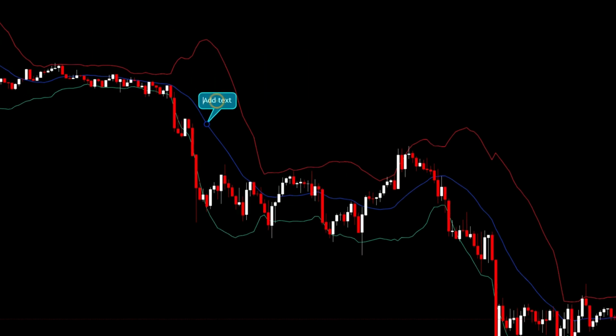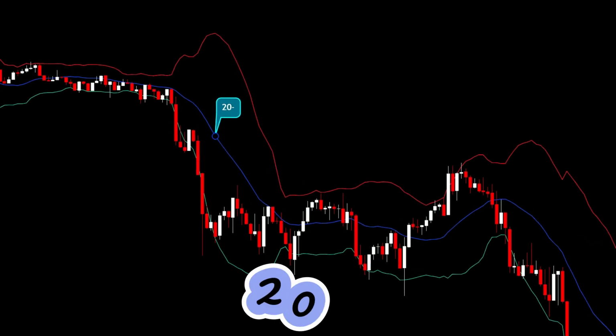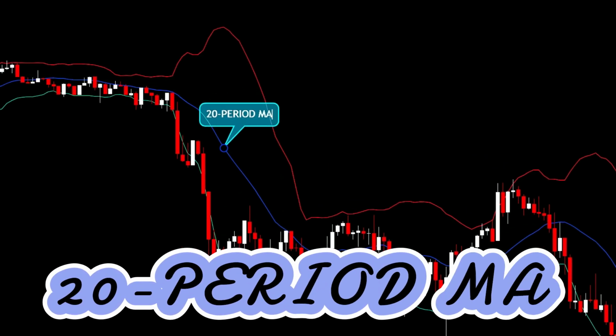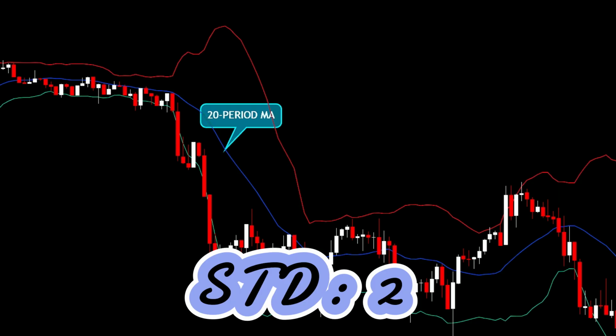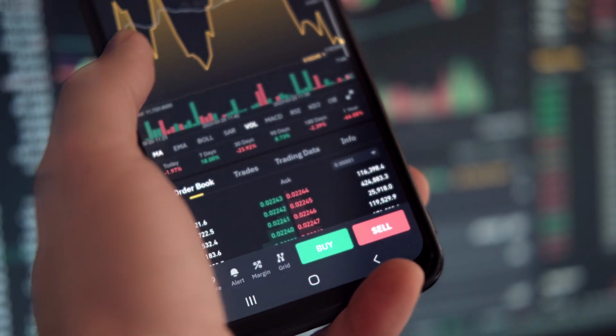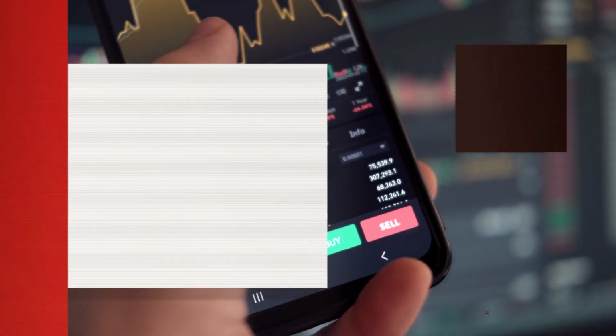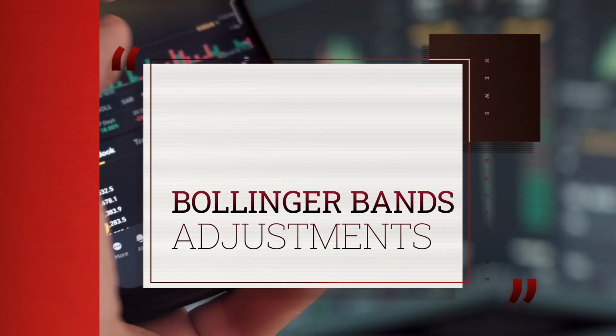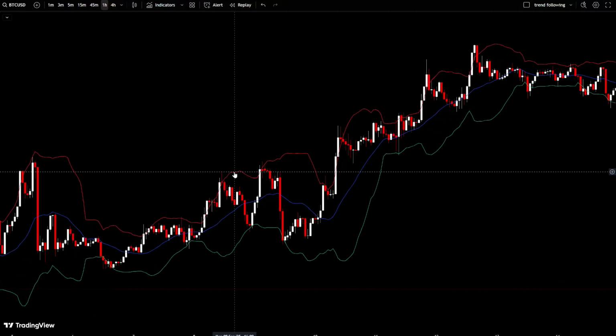Now, by default, Bollinger Bands use a 20-period moving average with a standard deviation of 2. But here's the thing, we do not have to stick with that. The indicator is flexible, and adjusting it can give you clear signals that align with your own trading style. Here's a simple tweak that can make a big difference. Open up the settings window.